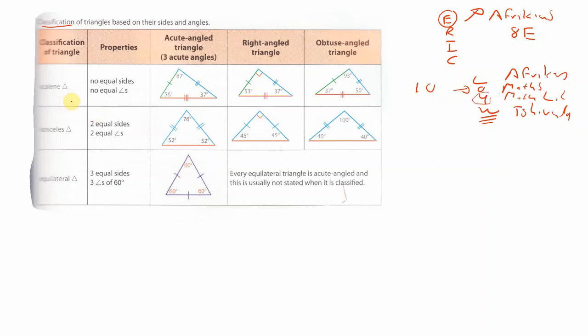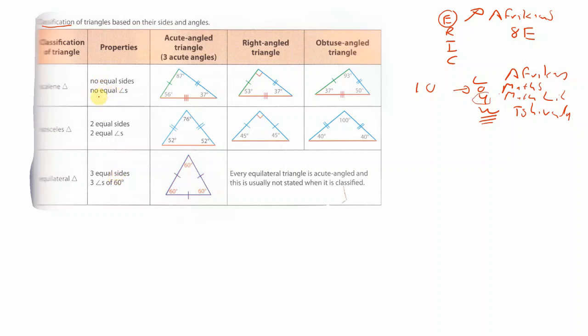So now we already know that in terms of sides, we have the scalene, where all three sides are unequal. We have the isosceles, where two of the three sides are equal, and then we have the equilateral, where all the sides are equal. So if we go to the properties, we can in fact see no equal sides, two equal sides, three equal sides.